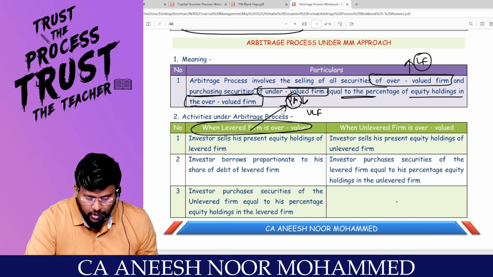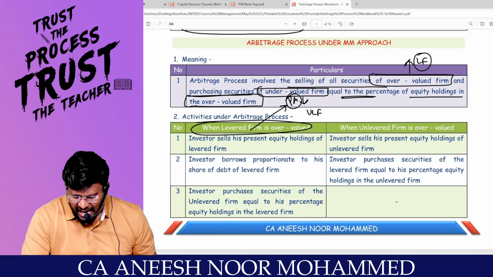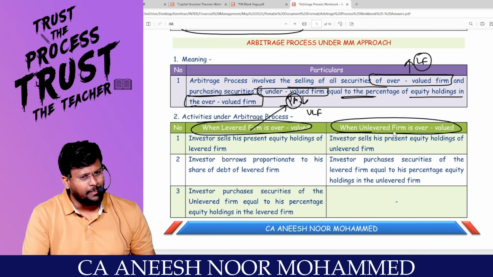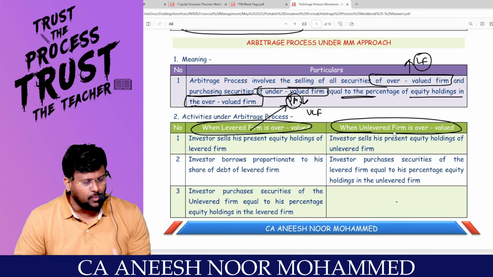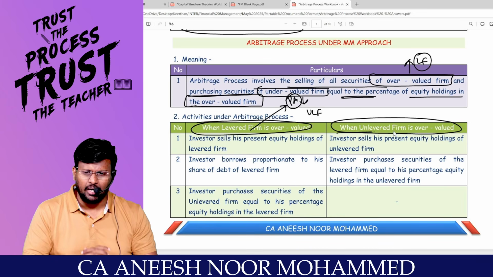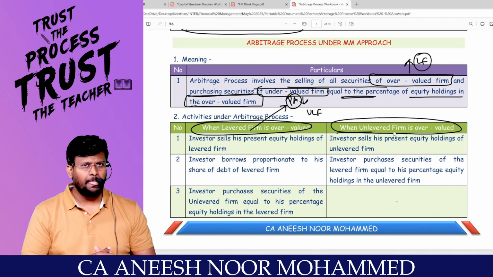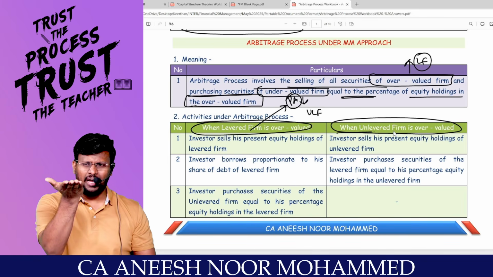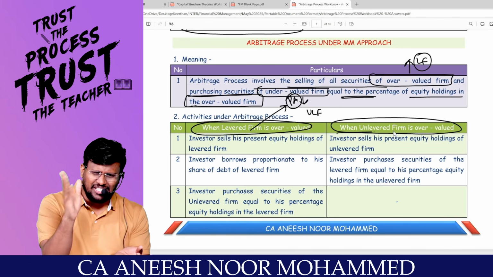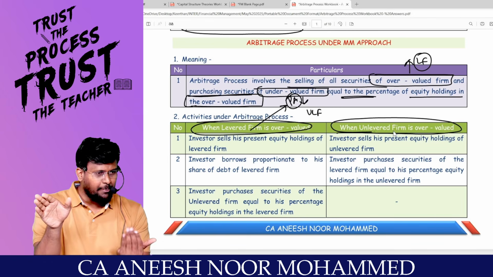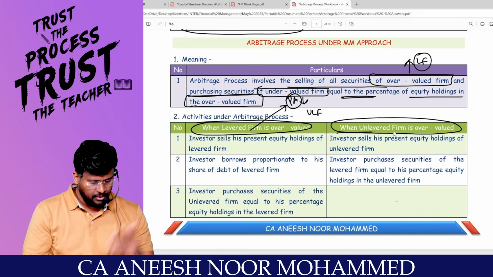What arbitrage? Sometimes the unlevered firm is overvalued. If the unlevered firm is what valued? Overvalued, my dear lovable students, then this is the unlevered firm and this is the levered firm. People will start selling the shares of the unlevered firm and people will start buying the shares of the levered firm.